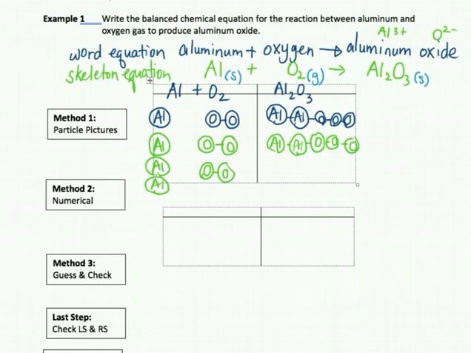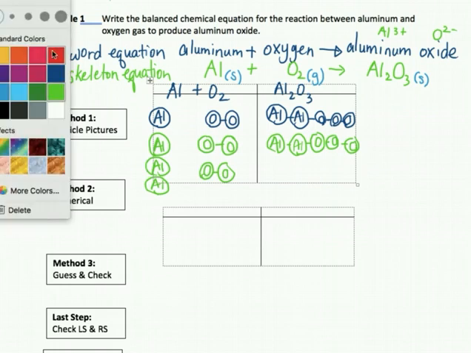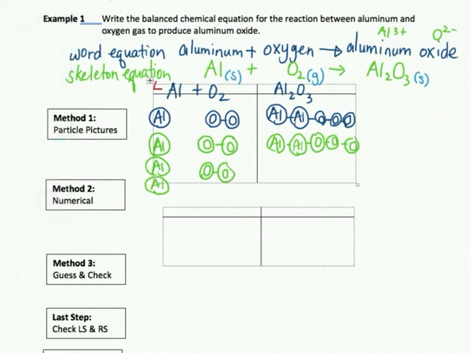Now I can go up to the skeleton equation and add in the coefficients. I have 4 aluminums. I now have 3 compounds of oxygen, so 1, 2, 3. So I'm going to add 3 of these, and I ended up drawing 2 of the aluminum oxide. So there is my balanced chemical equation for aluminum and oxygen using the particle pictures.